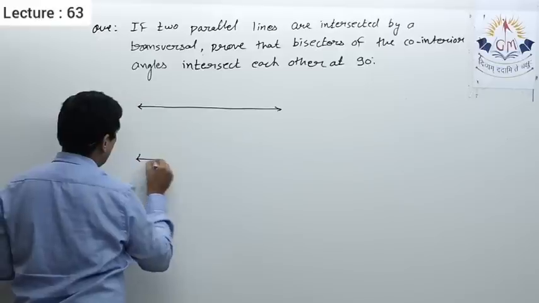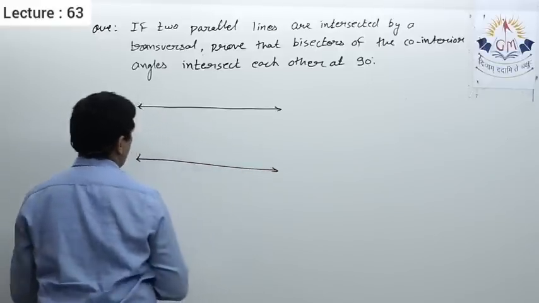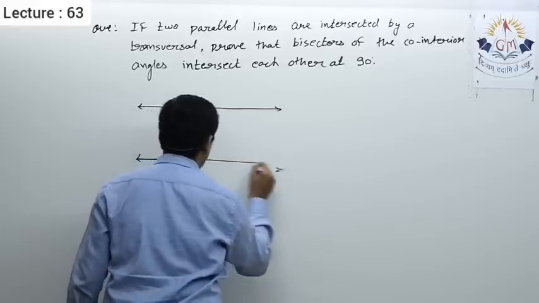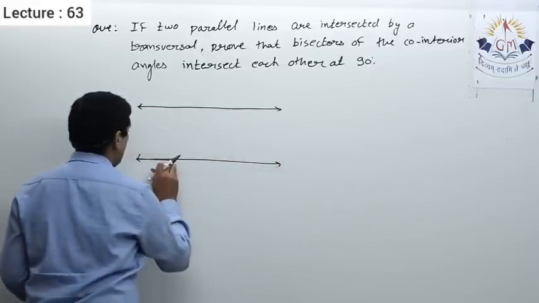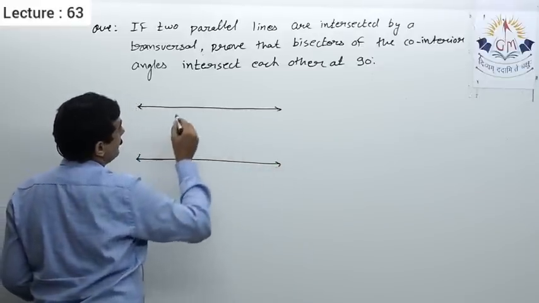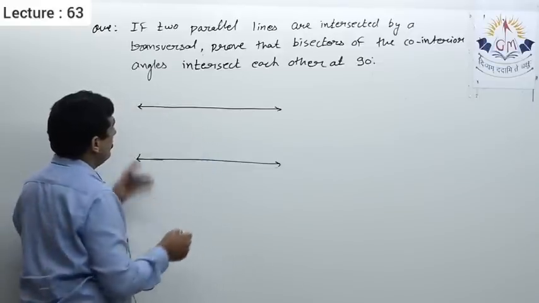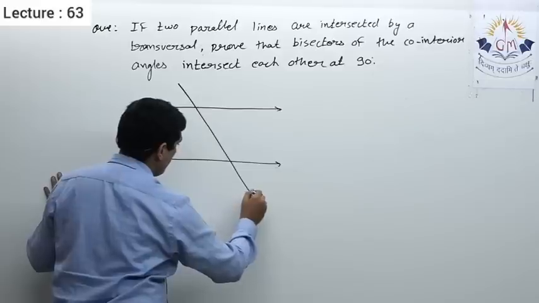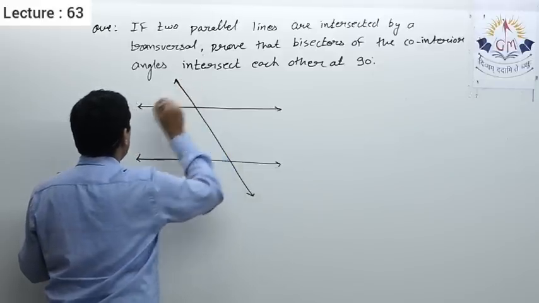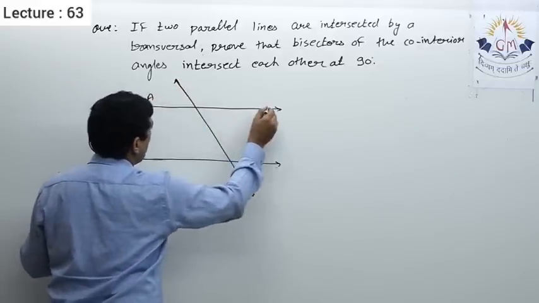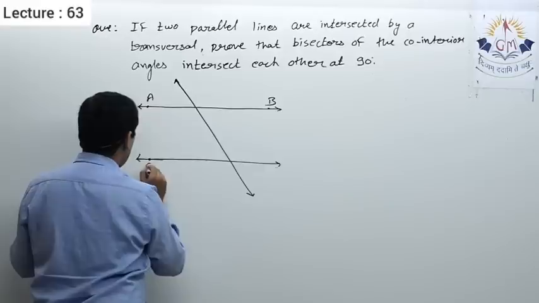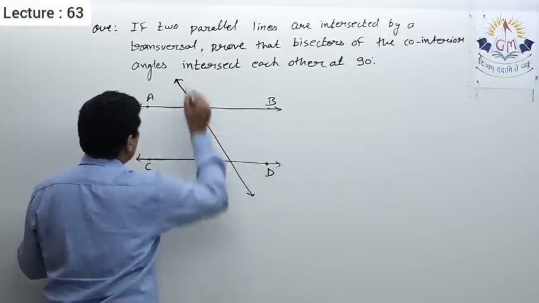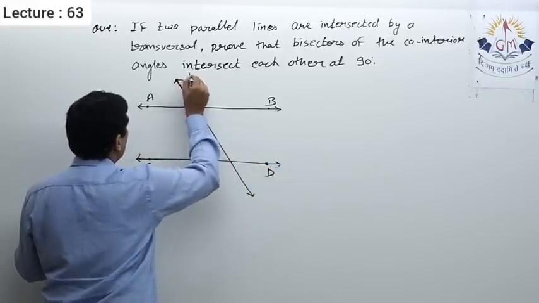Okay, so let the parallel lines be AB and CD. Now it is given that they are intersected by a transversal. Let this be the transversal. So here line AB is parallel to line CD. It is given. This is a transversal, let this be T.